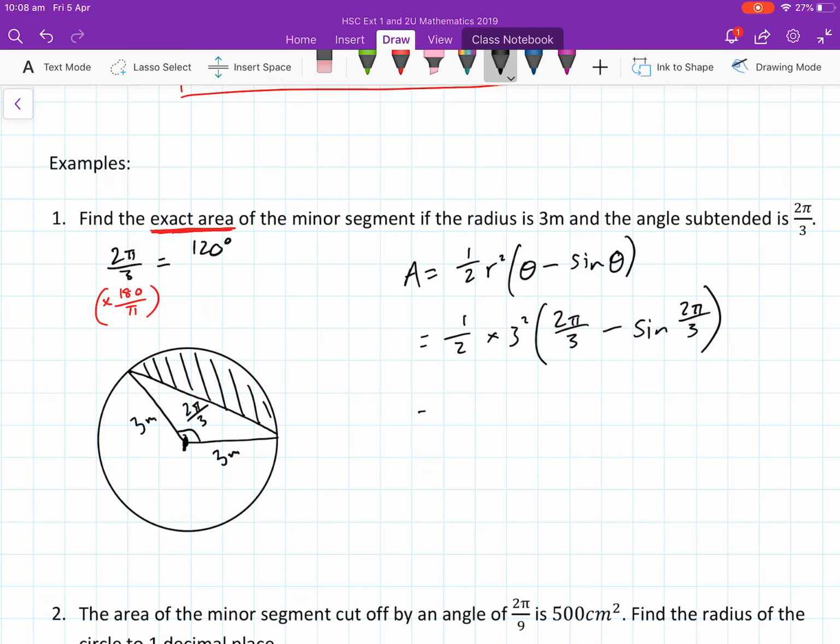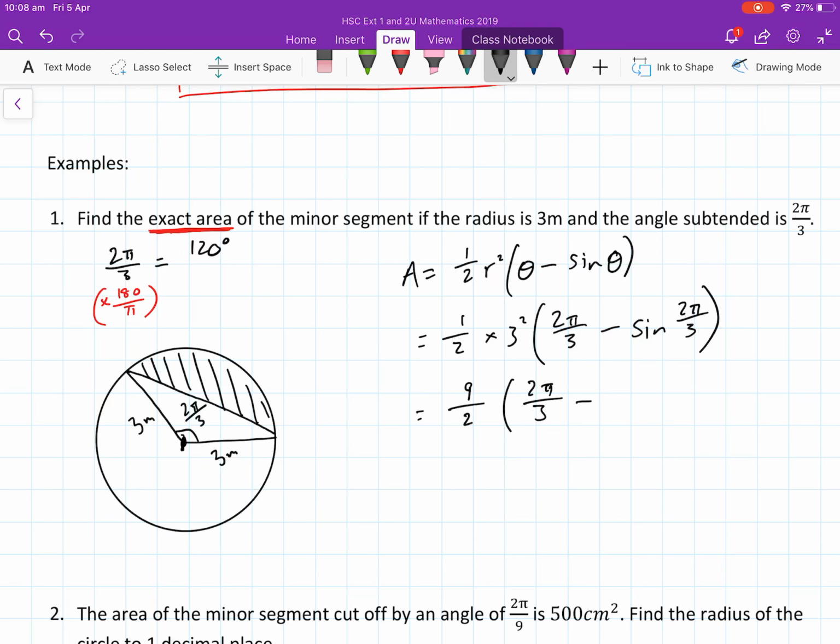So therefore, this becomes 9 on 2, I wrote 3 as I meant 2, 9 on 2 outside of 2 pi on 3 minus sine of 2 pi on 3. Second quadrant, so sine would be positive. Sine 120 degrees is still the same, root 3 on 2, because it's related to sine 60, which is root 3 on 2. And that is the exact answer.